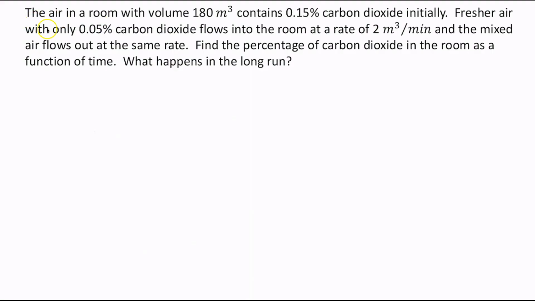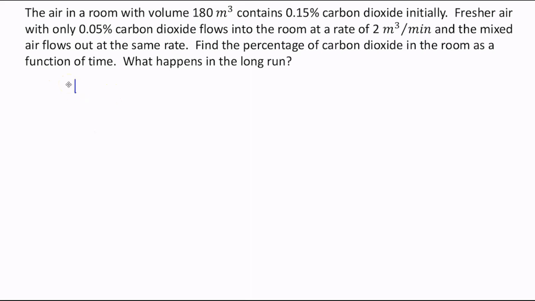In this example, we're told the air in a room with volume 180 meters cubed contains 0.15% carbon dioxide initially. Fresh air with only 0.05% carbon dioxide flows into the room at a rate of 2 meters cubed per minute, and the mixed air flows out at the same rate. Find the percentage of carbon dioxide in the room as a function of time. What happens in the long run?